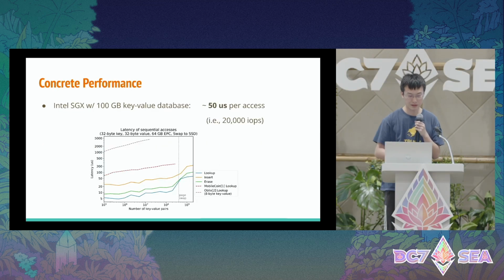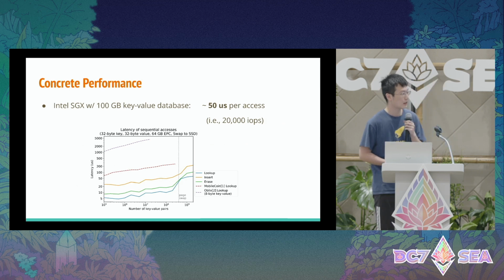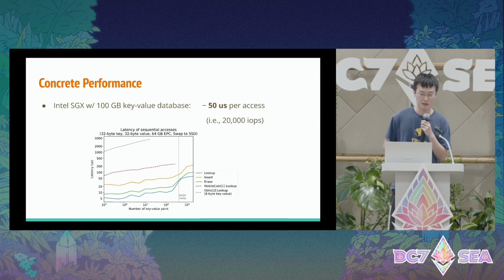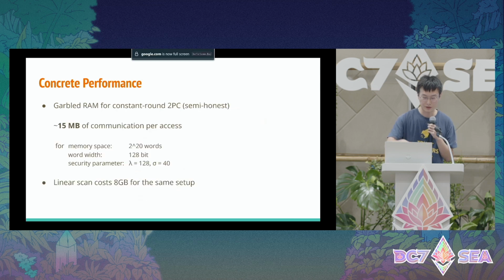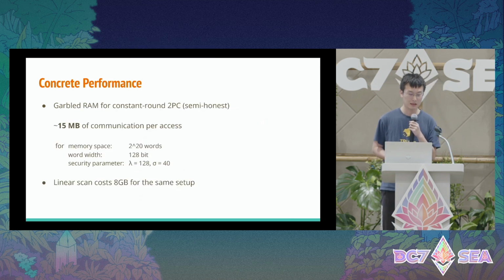Okay. Finally, let me give you some concrete numbers about our current implementation of ORAM. So first, for the TE scenario, to access a 100 gigabyte key-value database, the latency is about 50 microseconds. And for the Garbled RAM scenario I just mentioned, for semi-honest 2PC, it takes about 15 megabytes to access a 128-bit word in a memory space of 2 to the 20. In comparison, if you do linear scan, this will cost about 8 gigabytes.